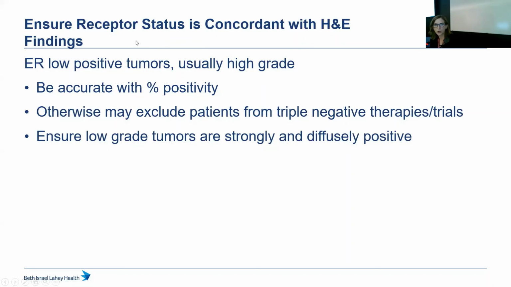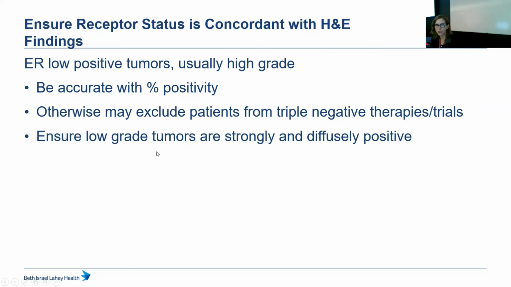We always have to ensure receptor status is concordant with the H&E findings. So any ER low positive tumors really should be high grade. They shouldn't look like that adenomyoepithelioma. That's not concordant with ER low positive. We have to be accurate with our percent positivity, otherwise we might exclude patients from triple negative therapies or trials. That low positive category now often are eligible for clinical trials or triple negative therapies. So try and be accurate on that 10 to 15% threshold.